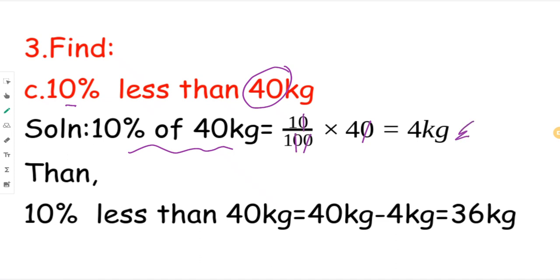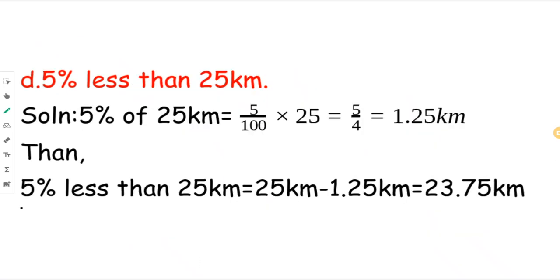Like I said, in less than we will subtract, okay? So this 4 kg will be subtracted from 40 kg, right? So 40 kg minus 4 kg, when you subtract, how much will you get? 36 kg. So remember, in less you are subtracting, in more you are adding. Let's do one last one more.